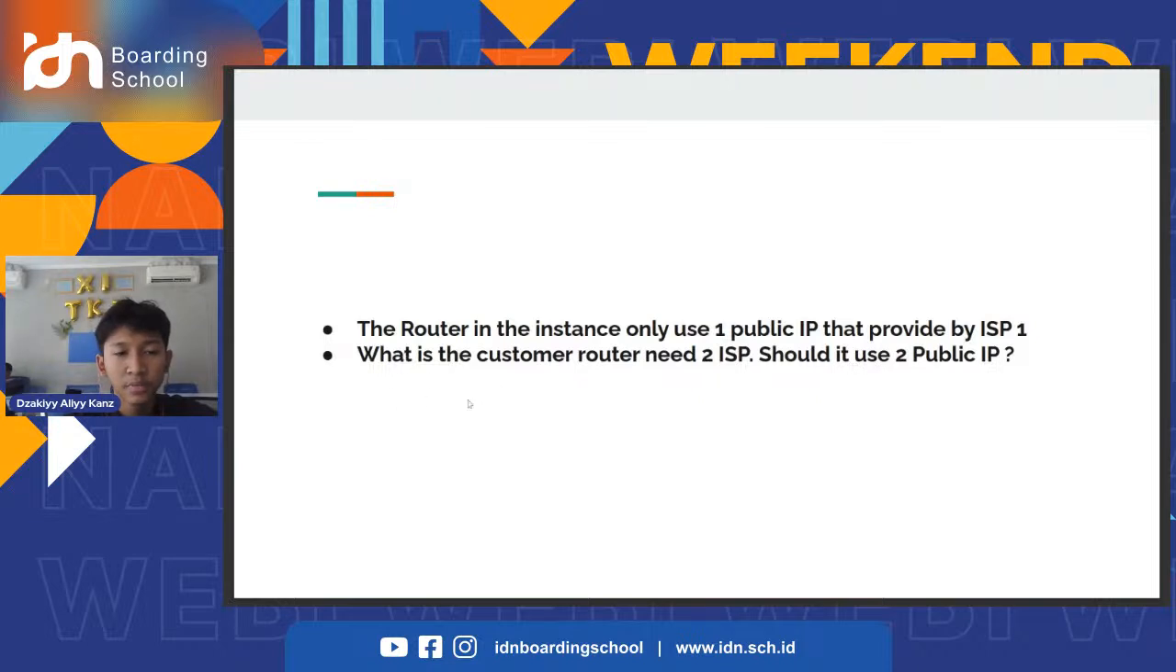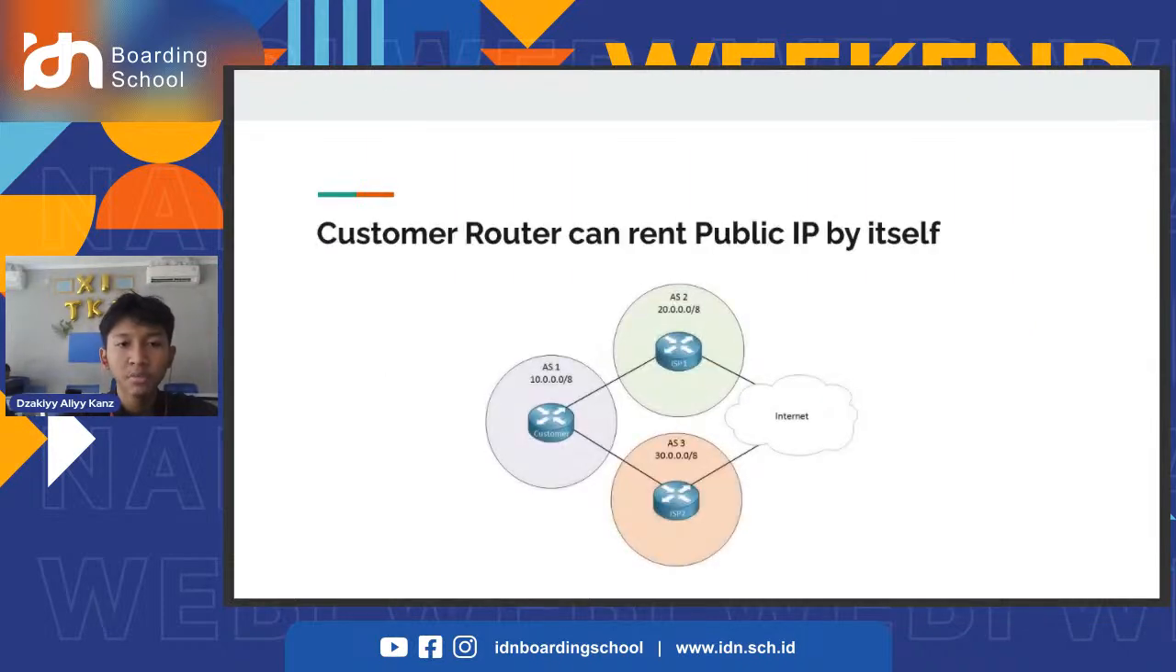Okay, there is an important question that we have to answer because it involves the BGP concept, and a customer can rent a public IP by itself. What if one customer has two ISPs, one for active and one for backup, or both ISPs are used for load balancing or EtherChannel?